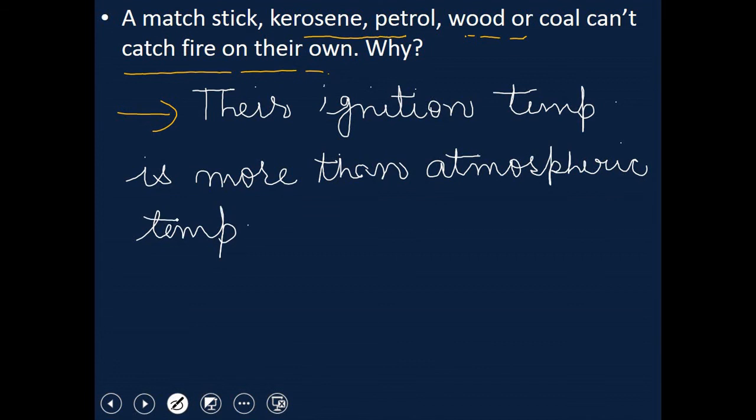So if their ignition temperature is higher than the atmospheric temperature, what will happen? They cannot catch fire. A substance can catch fire on its own only if its ignition temperature is lower than the atmospheric temperature. I hope this point is clear to you, because the substances whose ignition temperature is higher than the atmospheric temperature will never catch fire on their own.